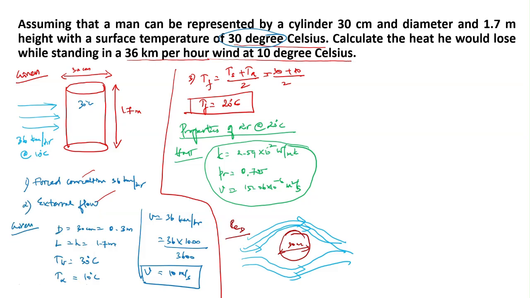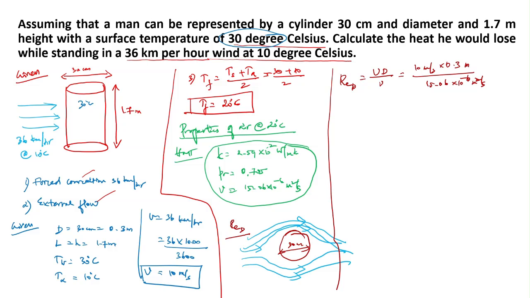So the Reynolds number Re_D is equal to U D divided by nu, the kinematic viscosity. Already you know the velocity is 10 meter per second, the diameter is 0.3 meter, divided by the kinematic viscosity, 15.06 into 10 to the power of minus 6 meter square per second.